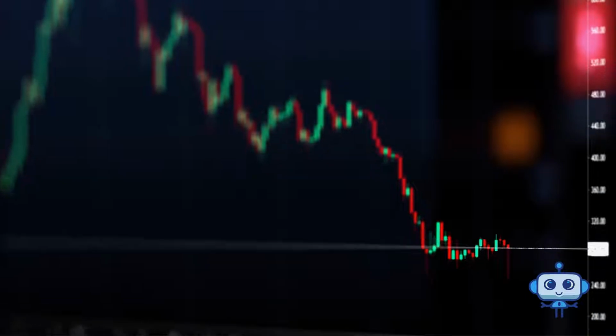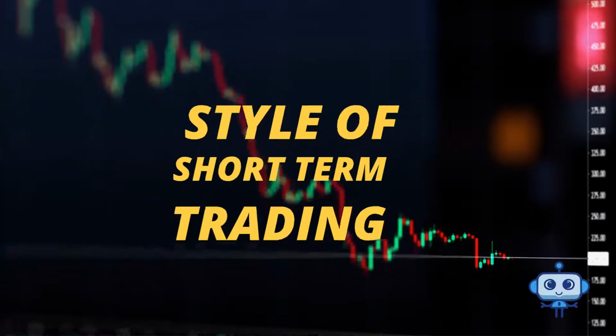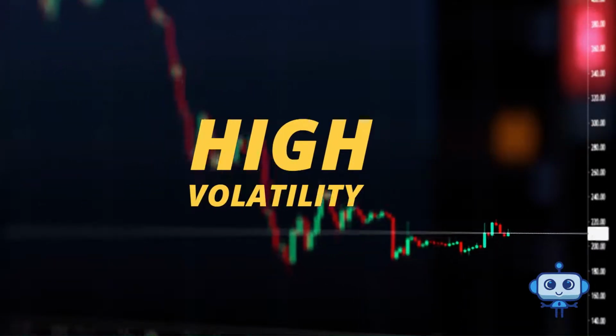So to wrap up, scalping is a style of short-term trading, and it requires high volatility to enter and exit from the market.